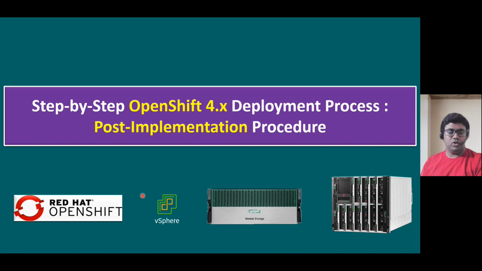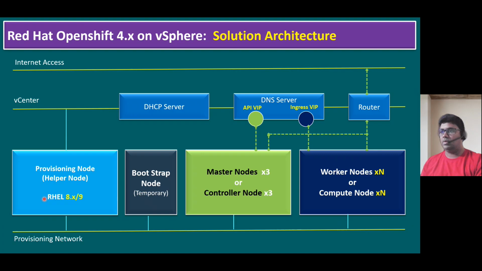In this session, I'm going to talk about the step-by-step OpenShift 4.x deployment process. We are into the last stage, the post-implementation procedure. If we quickly recap within our solution architecture, we already validated the bootstrap process and master node deployment procedure, and the worker nodes were not yet started in the previous session. So now I will show you the status of the worker nodes, whether it is completed or not.